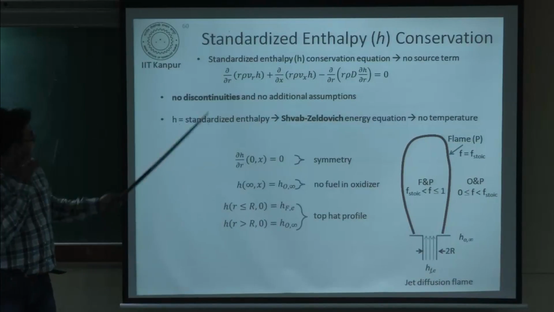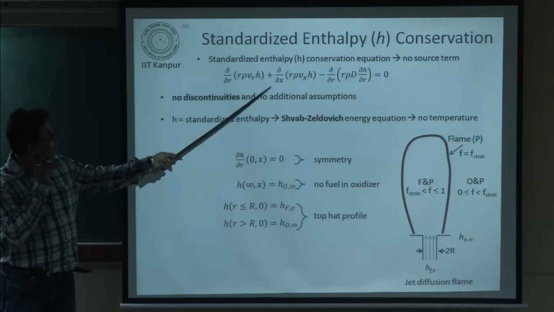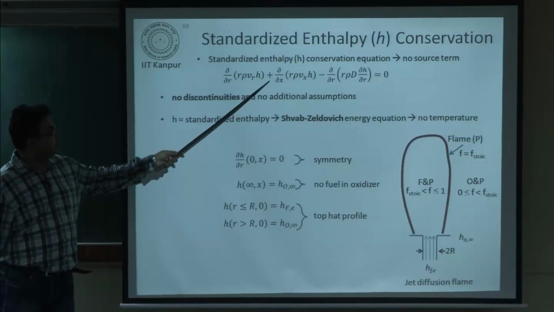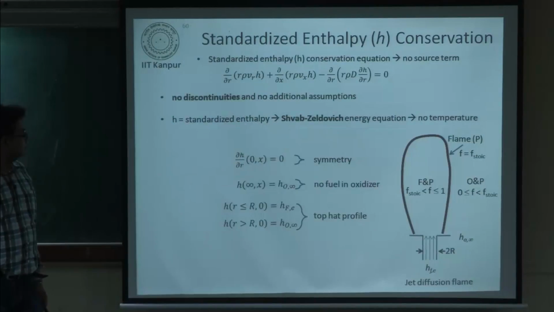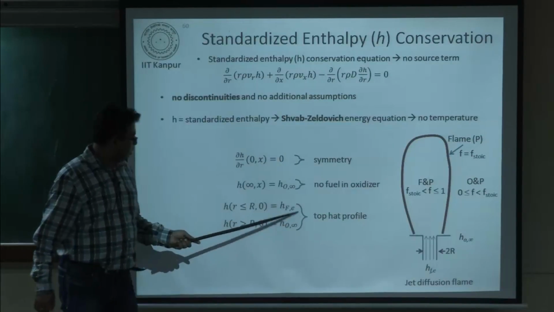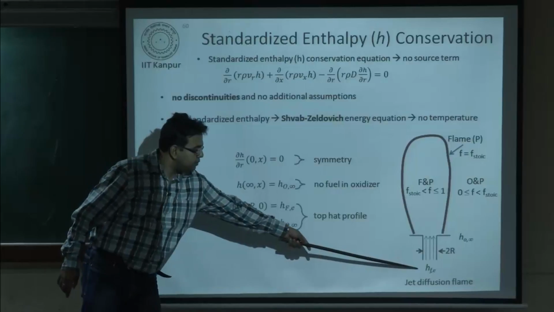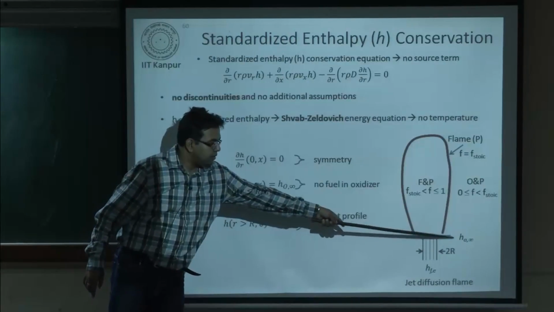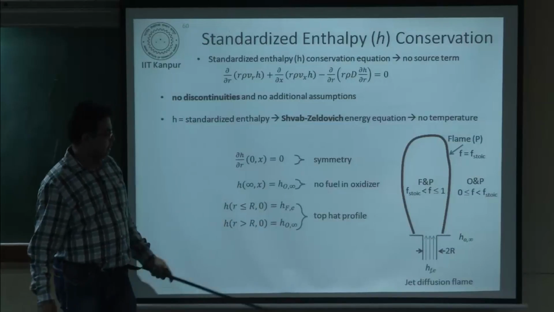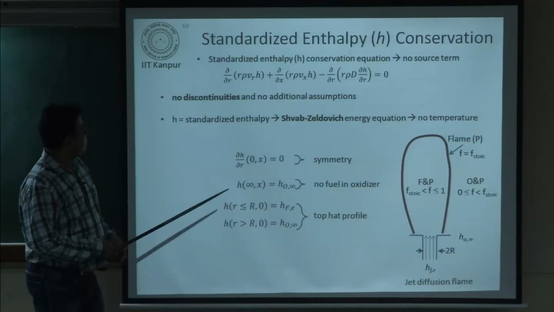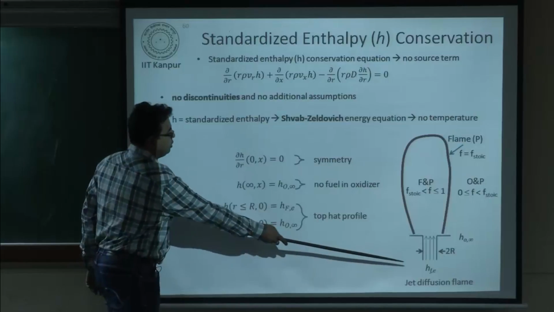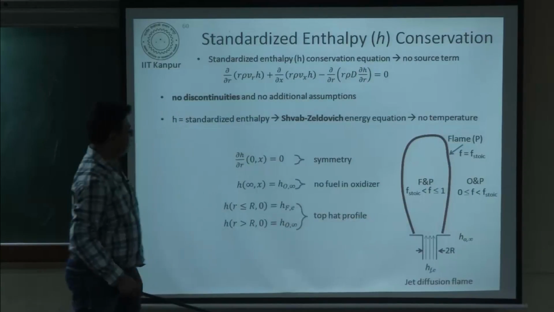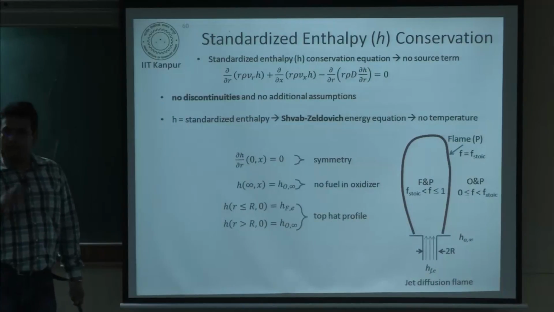Similarly, you can write down the transport equation for the standardized enthalpy, and again here there is no source term. Okay. And these are the boundary conditions. So in the fuel stream, the standardized enthalpy is YFE, and outside the standardized enthalpy is HO infinity, right? So we need to have expressions of this standardized enthalpy, and then we can proceed further, right?